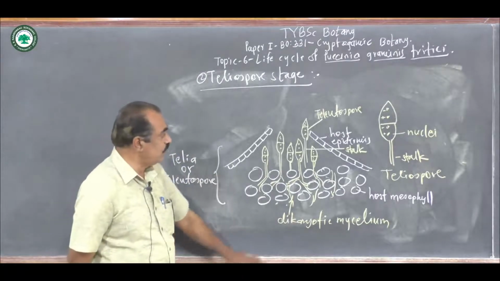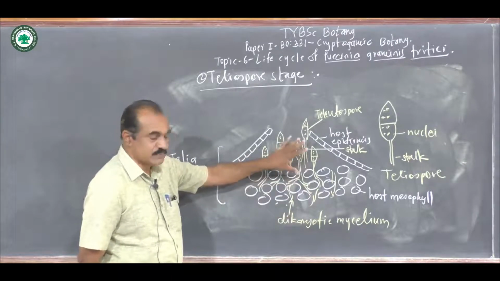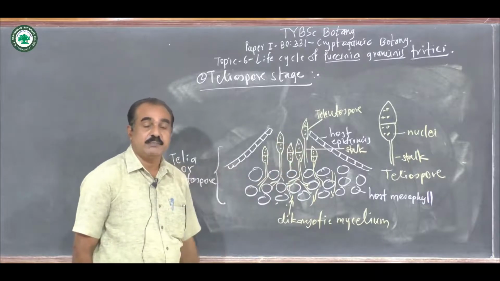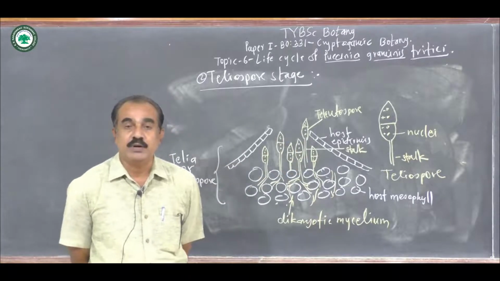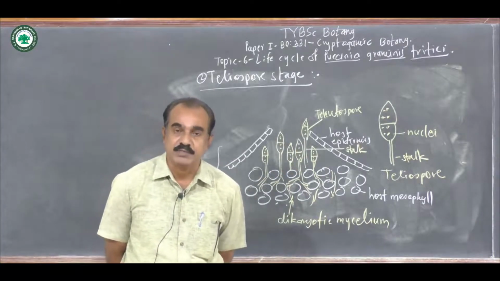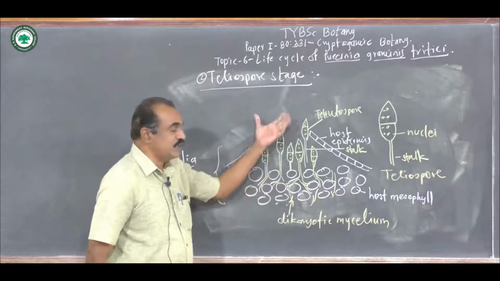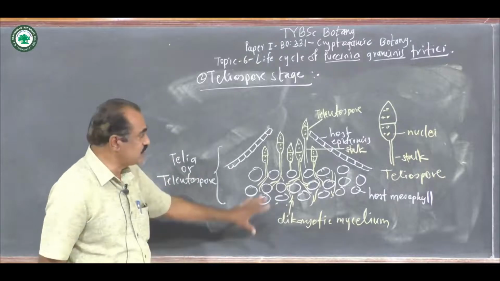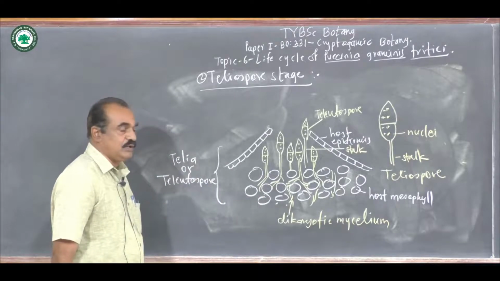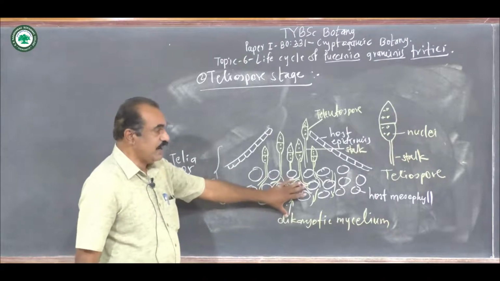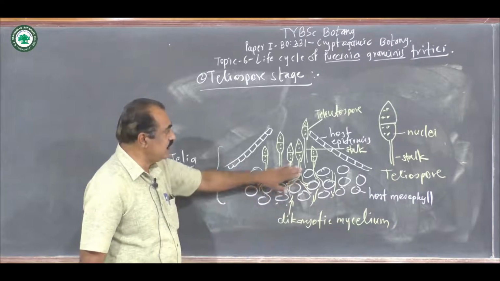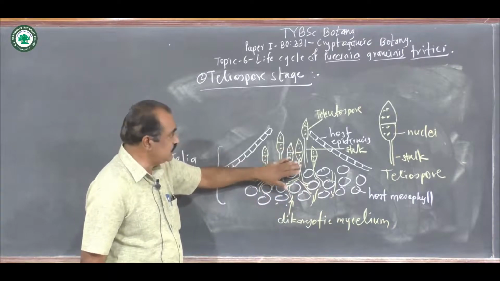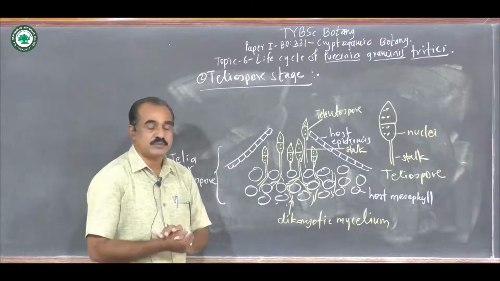Now a very large amount of this mycelia, stalk and spores are formed, which exerts a pressure on the upper epidermis, and because of this the upper epidermis ruptures and all the spores are dispersed above the surface of the leaf. The whole of this structure is called the Telia, in which there is dikaryotic mycelium, then the stalk, and a very large number of Teliospores.